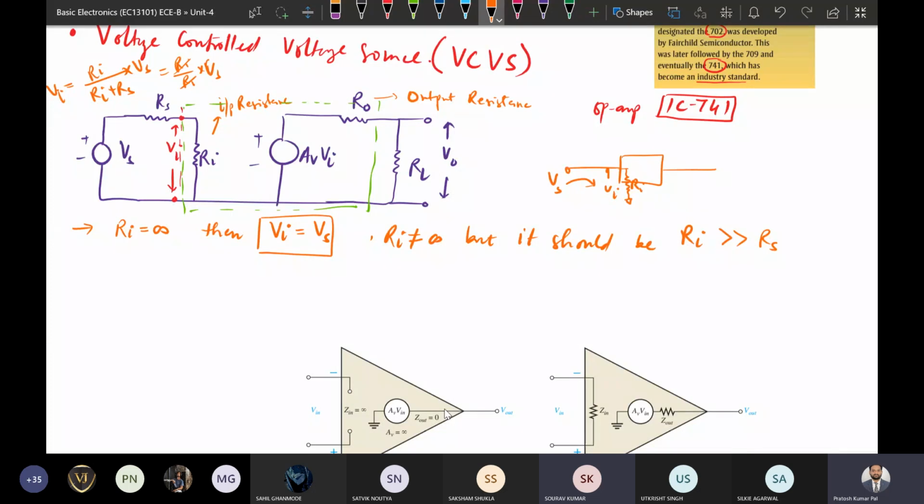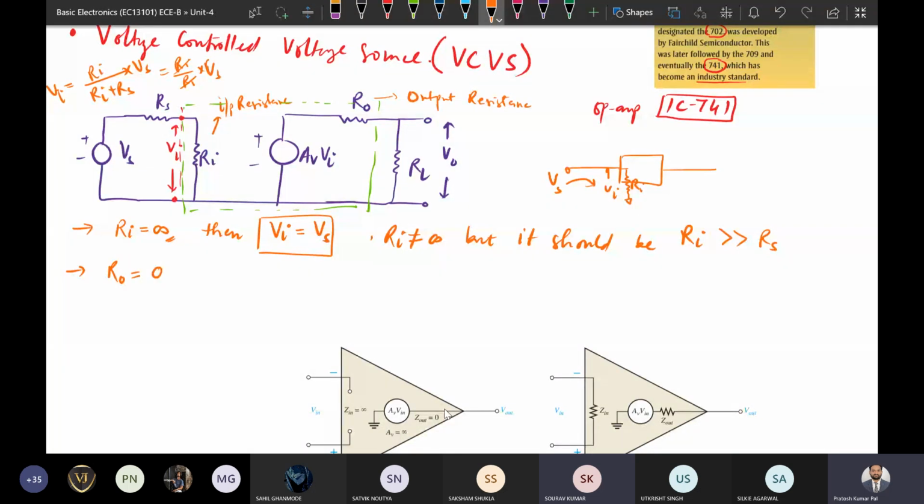So, to have the whole input appear across the input of the voltage amplifier, we need Ri very high, or ideally infinity. This is the case in an operational amplifier. Also, if we talk about the output resistance, the output resistance should ideally be 0.